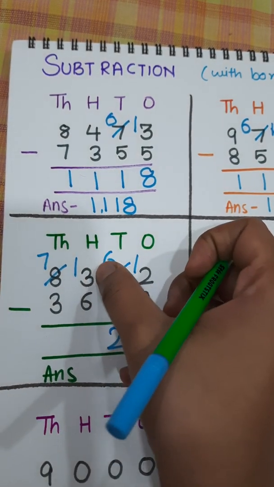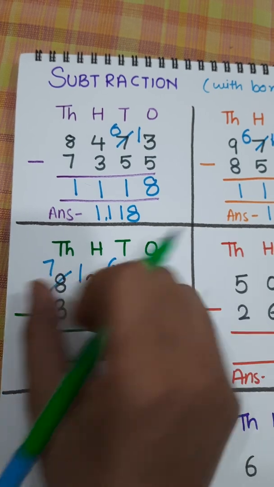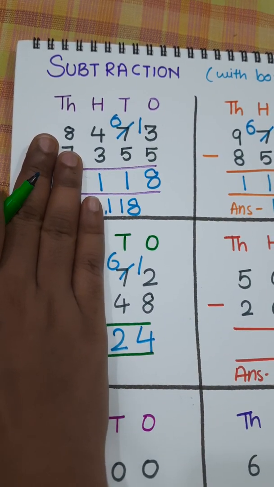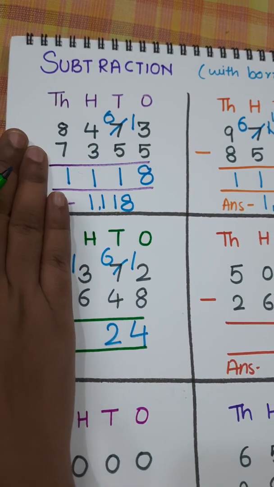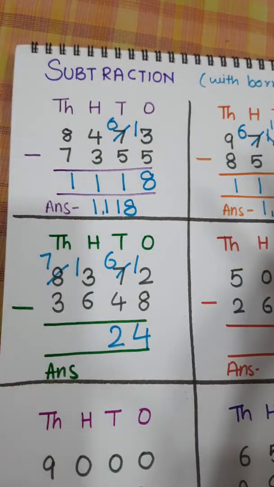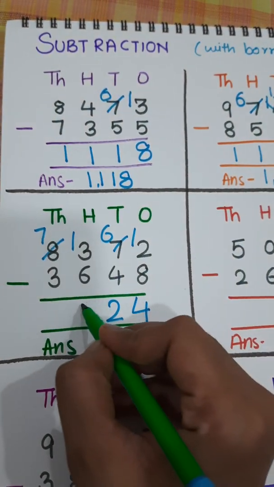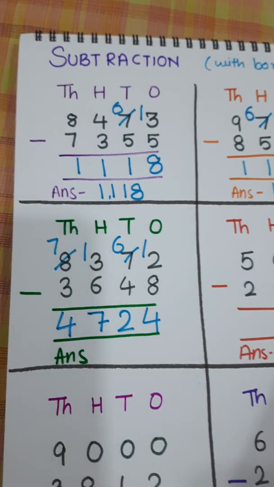And here I saw that it is also weaker, so I will borrow from here. So we go stepwise. We don't jump onto numbers. So first we completed this, then we saw this. Okay, this is weaker, so we will do borrowing. Understood? So 13 minus 6, 7. 7 minus 3 is 4.